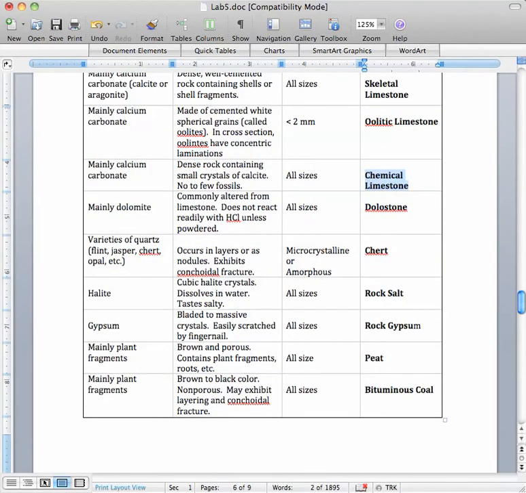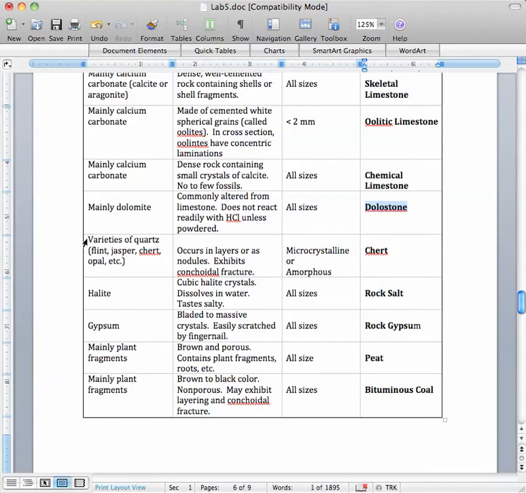Okay, dolomite is a little bit different. When we have something that's made out of dolomite, it's very similar to calcite, except it doesn't react with hydrochloric acid unless you grind that rock up first. And that's because dolomite has magnesium in its chemical formula as well as calcium. It makes it a little bit stronger, so it's more resistant to that reaction. If it's made out of the mineral dolomite, we're going to call it a dolostone.